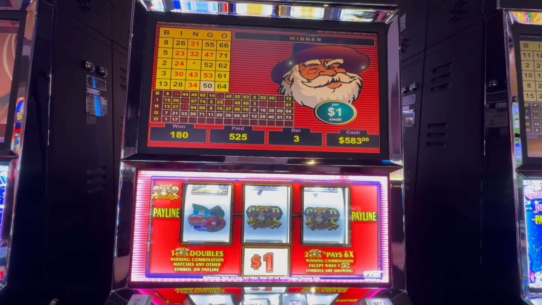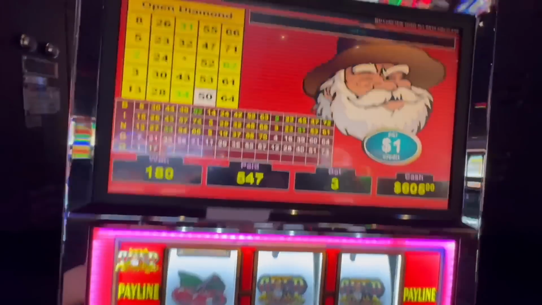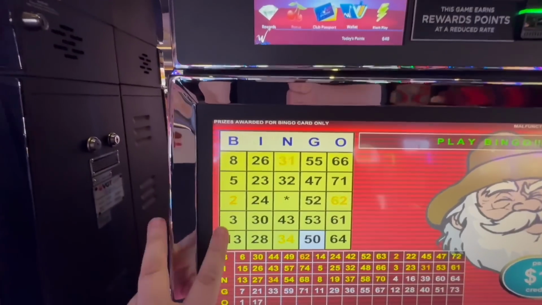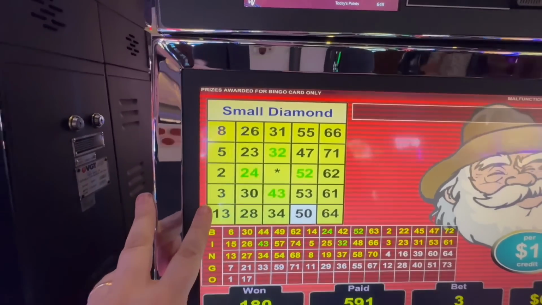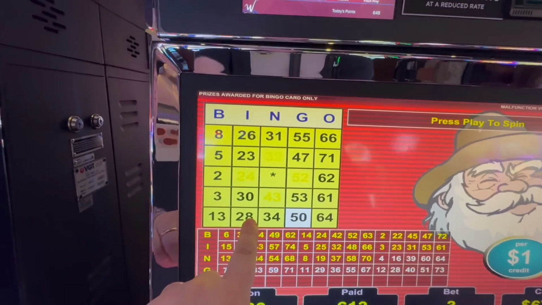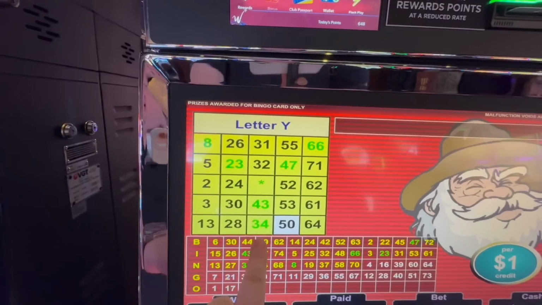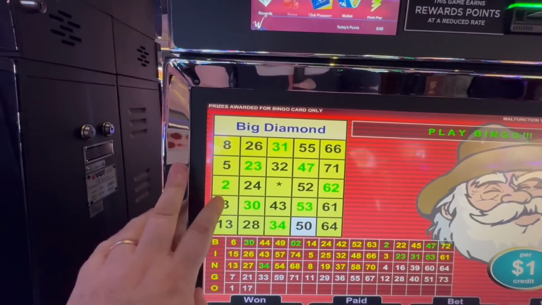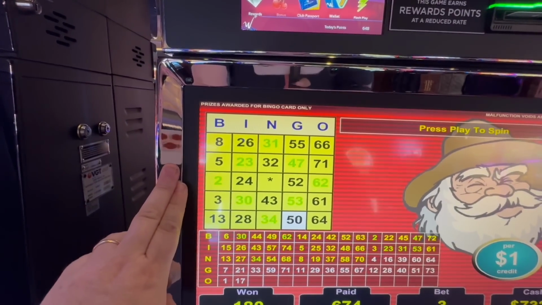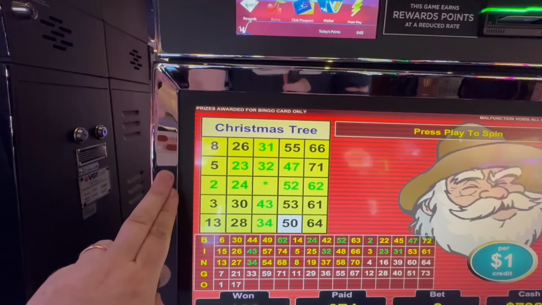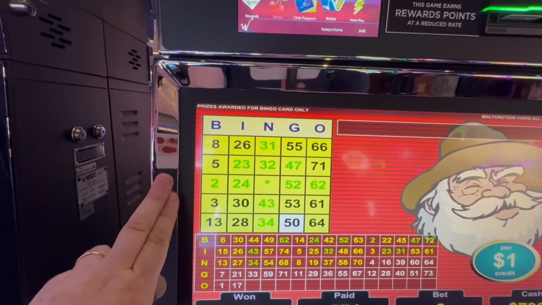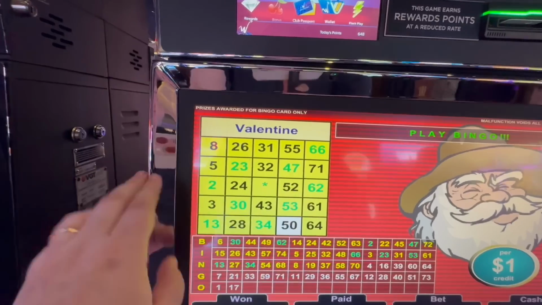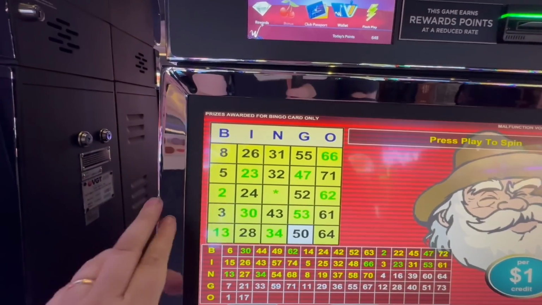All right, so let's talk about what happened here. That was one of my better red screens. So you're going to see all the different patterns that matched up here. So you got a small diamond and letter Y. Okay, so each of these are what basically resulted down there. So big diamond and Christmas tree. So we got a lot of different patterns here. Valentine. I guess it kind of looks like a Valentine.